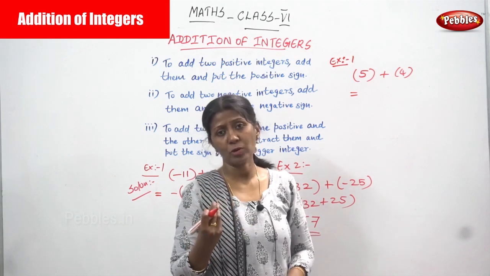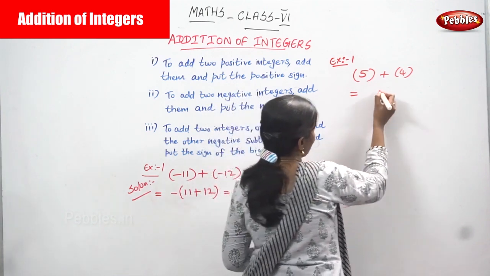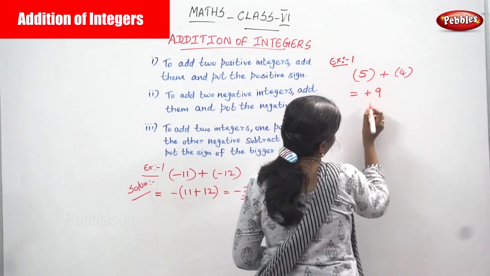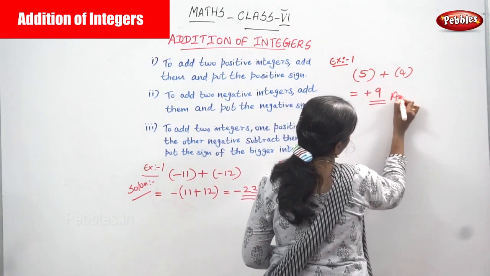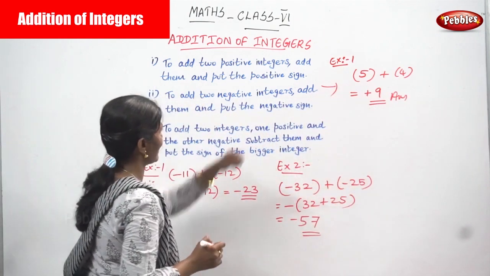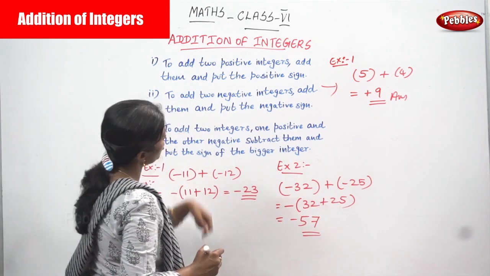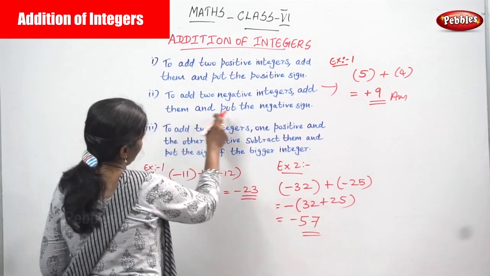So 5 plus 4, what is the answer? That is 6, 7, 8, 9. So the answer is 9, but you must write the positive sign. This is the first rule example. Next one is the second rule, to add two negative integers, add them and put the negative sign.